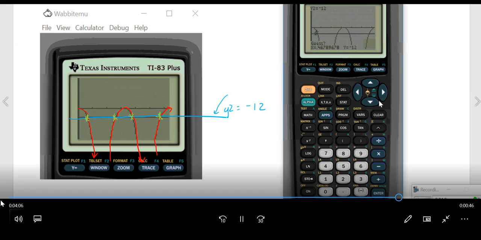Click enter. And then, your calculator may be different, in my case it's going to ask for a guess. So I'm going to move it and then click enter. It's going to turn a little bit, and it will give me the intersection. The x value for this intersection is my x. It would be 0.6747 radians. That would be one solution.